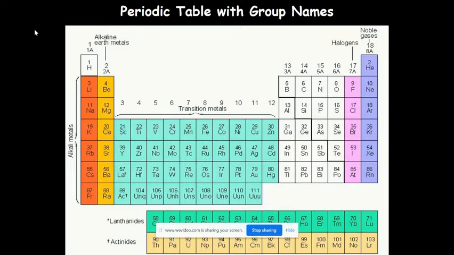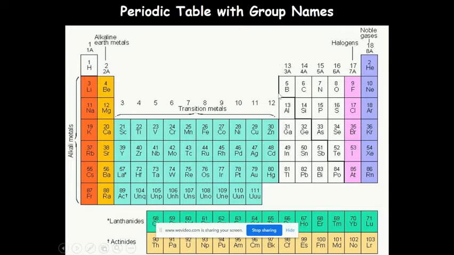Okay, here's where I tell you the group names. I'm sure I've mentioned them here and there, but this is where I show you a labeled table of them. Okay, groups are also called columns. One means all the way to the left. Okay, group 1 is called the alkali metals. Group 2 here is the alkaline earth metals. Now this zone here between columns 3 and 12 is known as the transition metals.